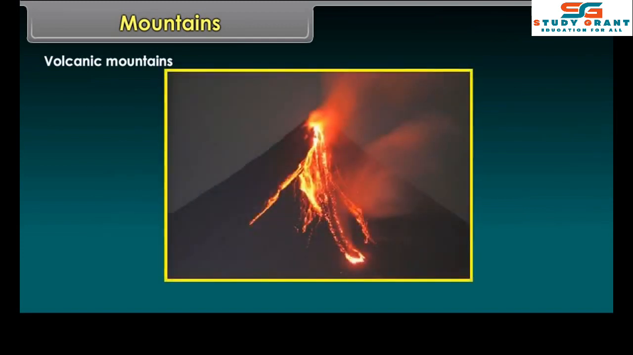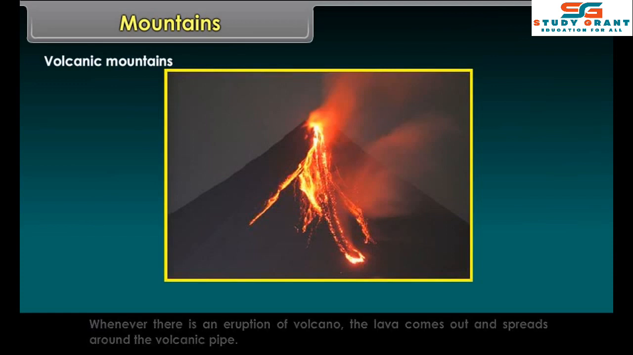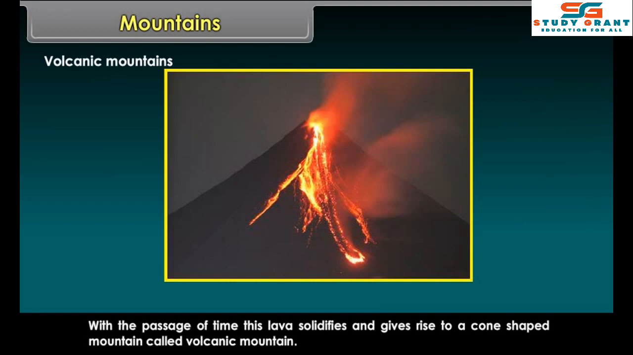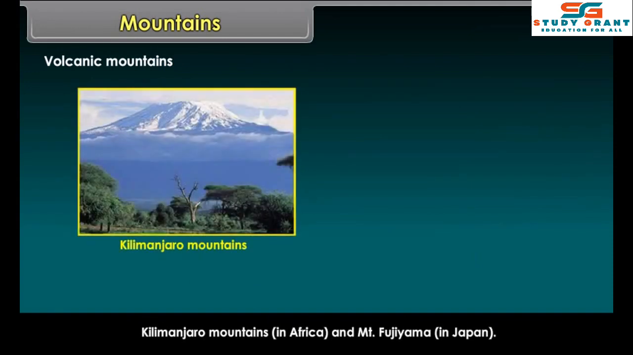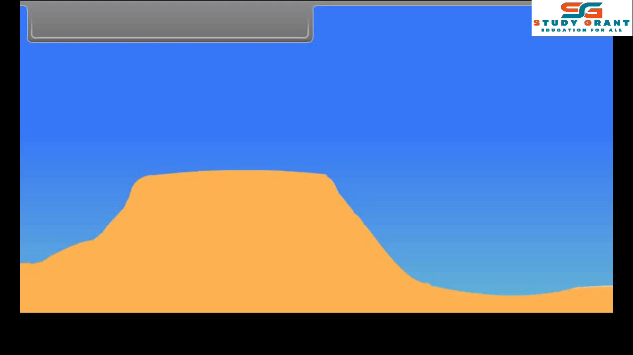Volcanic mountains. Whenever there is an eruption of volcano, the lava comes out and spreads around the volcanic pipe. With the passage of time, this lava solidifies and gives rise to a cone-shaped mountain called volcanic mountain. Kilimanjaro Mountains in Africa and Mount Fujiyama in Japan.